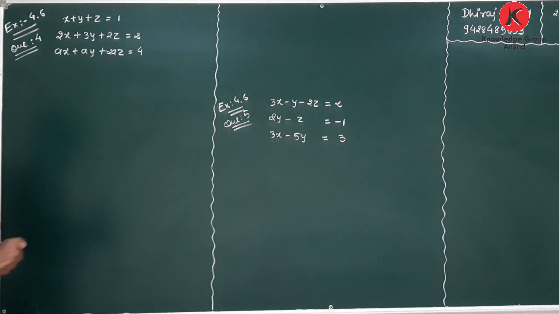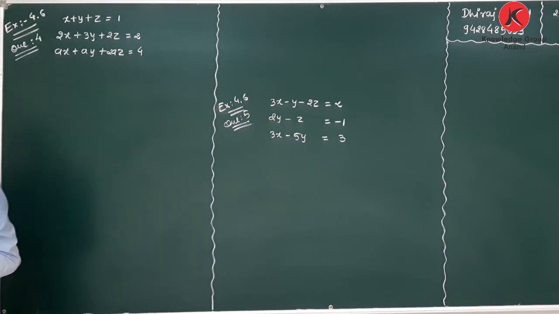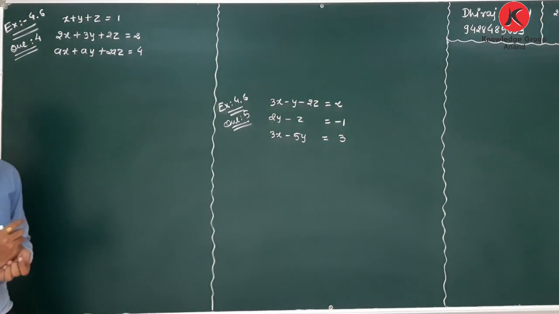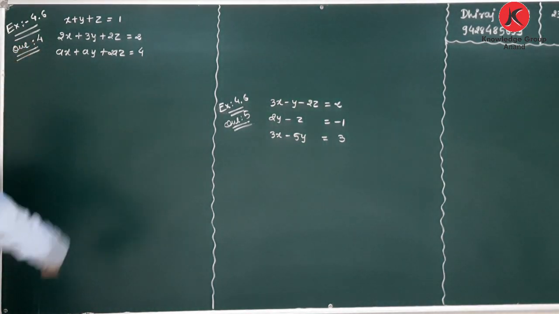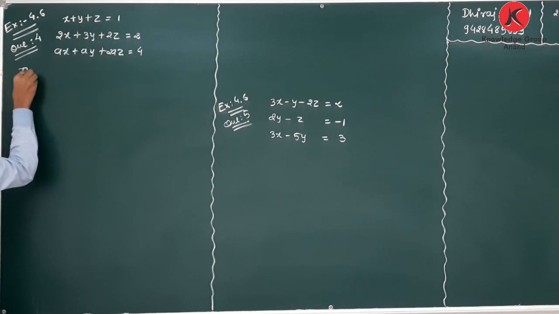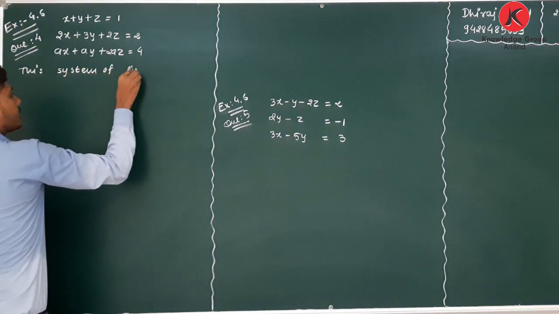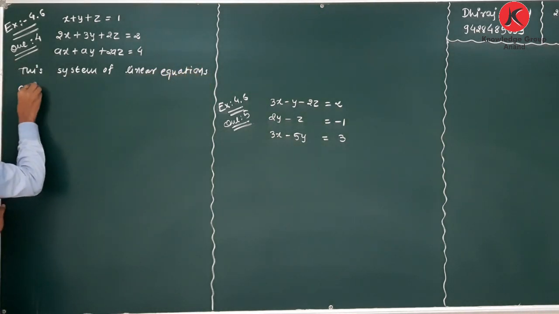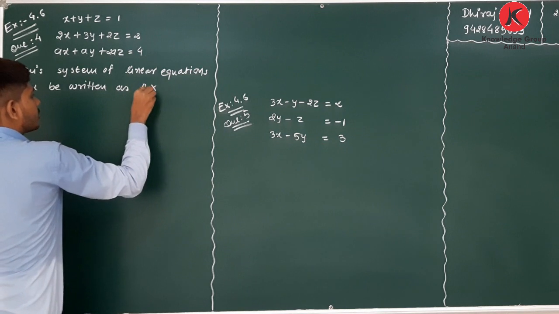Same way, if A inverse does not exist, that means determinant of A equals 0, then we have to calculate adjoint of A into B, which is not equal to 0. Then we can say that it has no solution and the system of equations is inconsistent. We can call the system of equations inconsistent. Clear? Now let us see how this system of linear equations can be written in AX = B form.